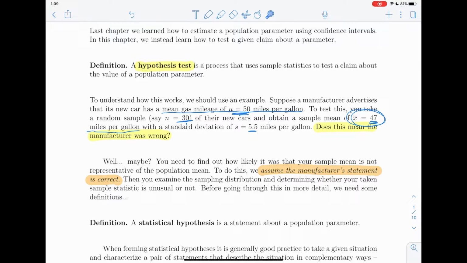If we assume that the manufacturer's statement is correct, and then we can somehow conclude that any other sample we take is notably going to be different from the sample that we took, then what that might mean is that our sample is maybe a bad sample.